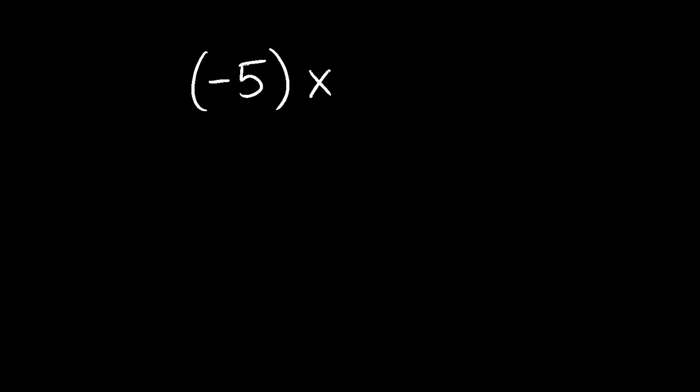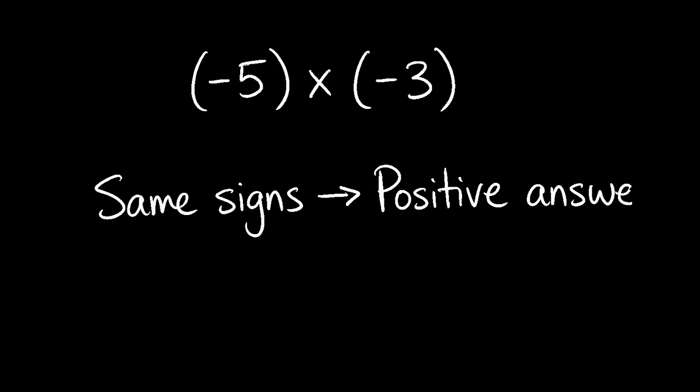Now, negative 5 times negative 3. Same signs again, so the answer is positive. 5 times 3 is 15. The answer is positive 15.